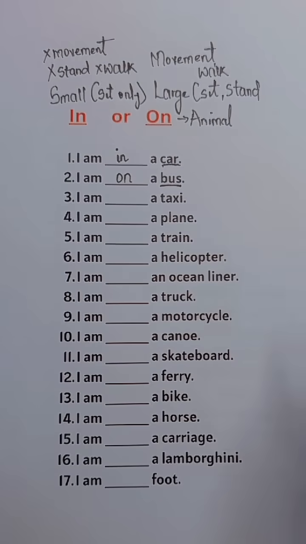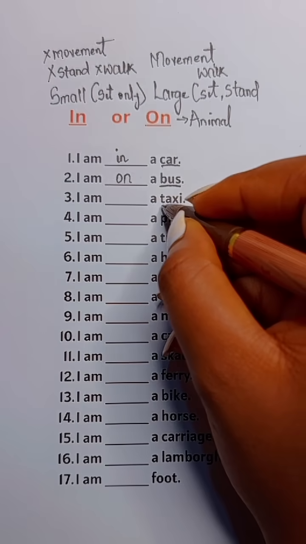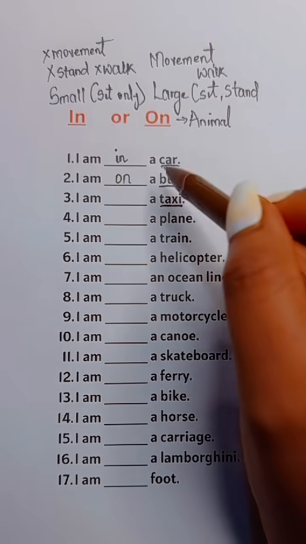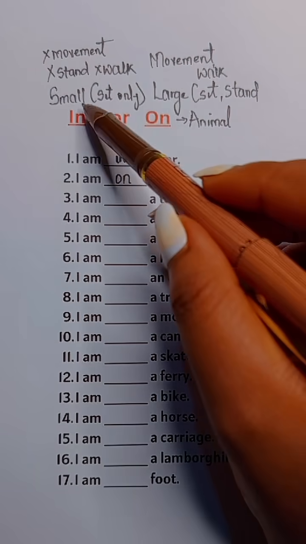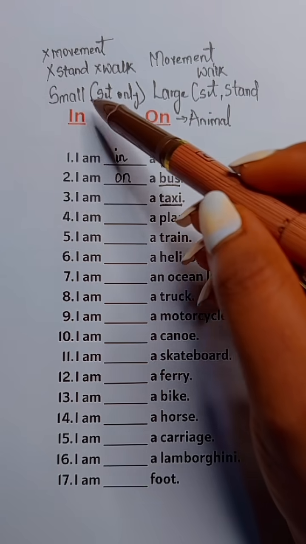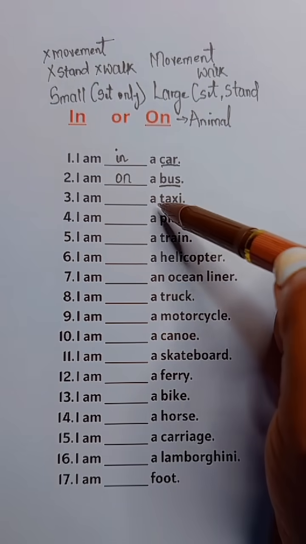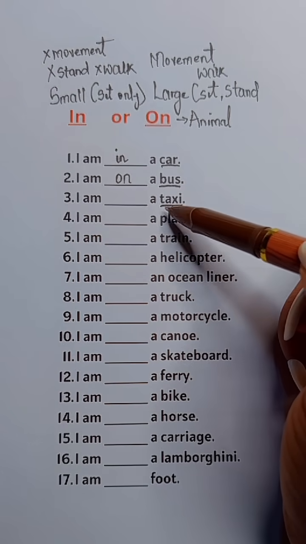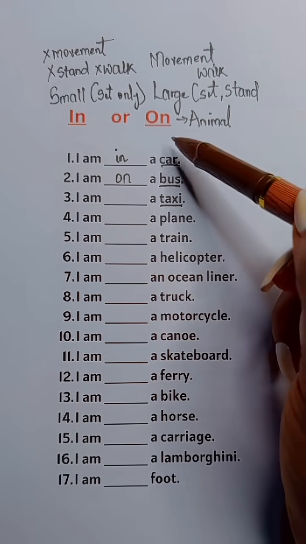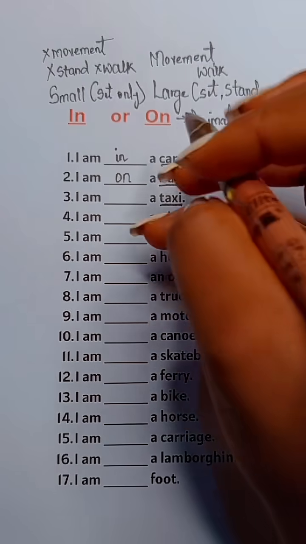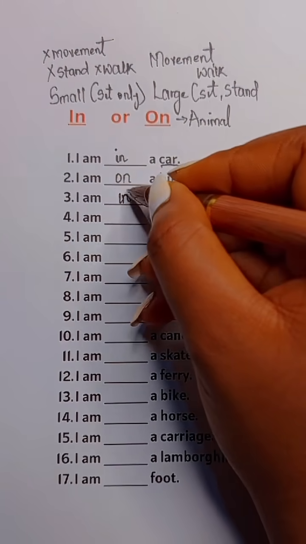What's the correct answer? Now, taxi is our keyword. That is our mode of transport. Is taxi a small vehicle or a large vehicle? A taxi is a small vehicle. A taxi is kind of like a car, right? You convert a car to a taxi. So it's the same thing. We use in for this. I am in a taxi.